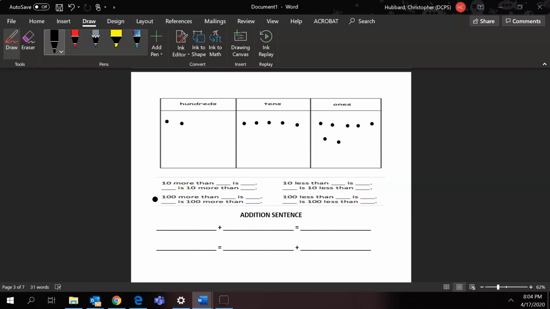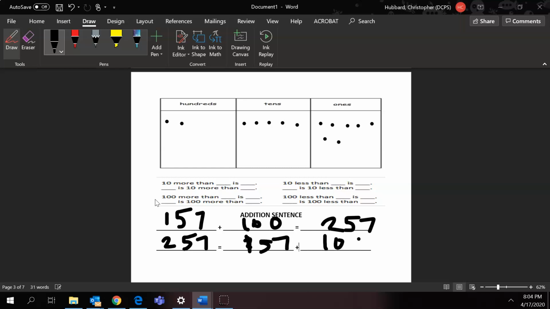Yes, you added 100 to the hundreds place. Now, give me an addition sentence starting with 157. If you said 157 plus 100 equals 257, then you are correct. Now, give me an addition sentence starting with 257. If you said 257 equals 157 plus 100, then you are correct.